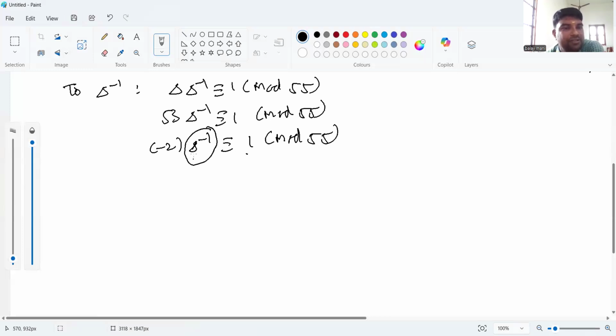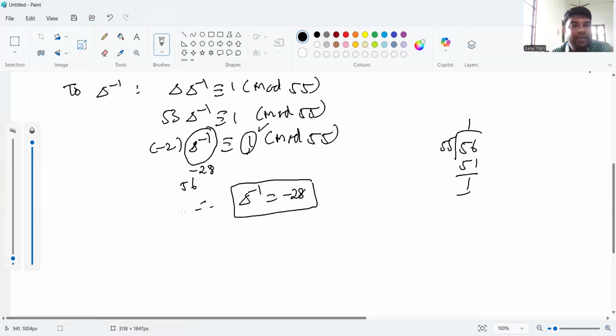So next we can choose del inverse as minus 25. Minus 25 into minus 2 is 50, which is not more than 55. So let us take minus 28. Minus 28 product with minus 2 is 56. So 56 can be divided by 55, and we get the remainder 1. Therefore, the del inverse value is minus 28. So the linear congruence must be satisfied, and that is the required del inverse value.